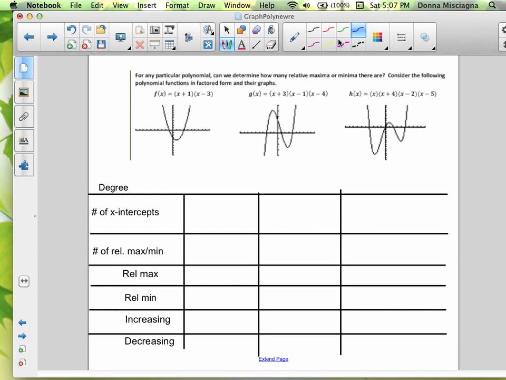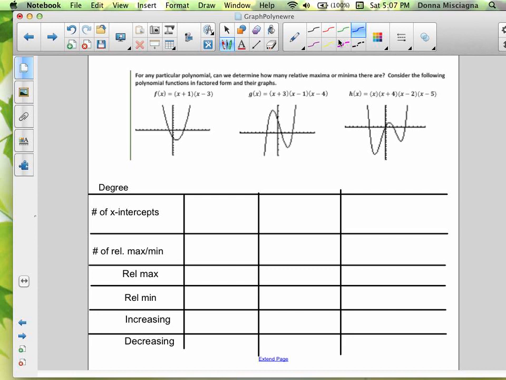All right, so for any particular polynomial, how can we determine how many relative maximums or minimums there are? Consider the following polynomial functions in factored form and their graphs. So when we're looking for relative maximums and minimums, we're looking for turning points. Right? Let's fill in each of these. We're going to fill in degree last.